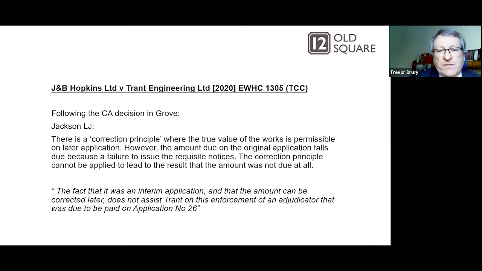So there's no way that the courts are going to stand by and let technical issues like this get over the sort of policy, really, of pay now, argue later.